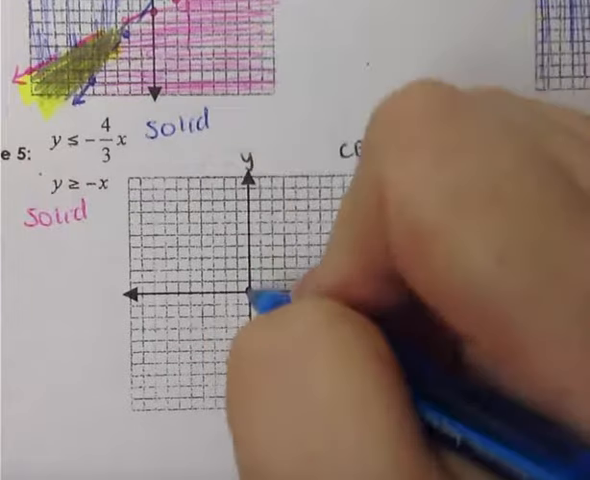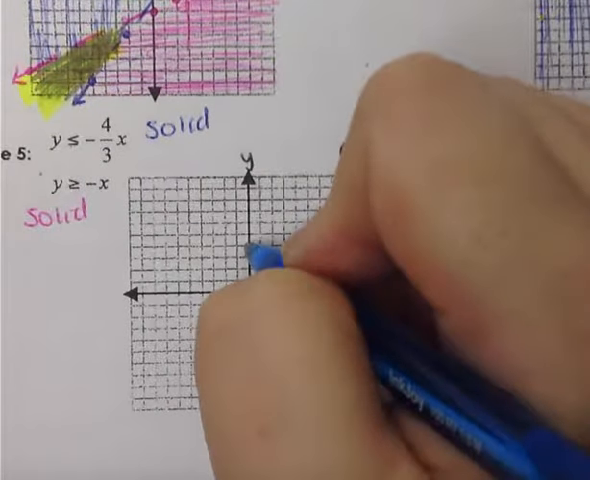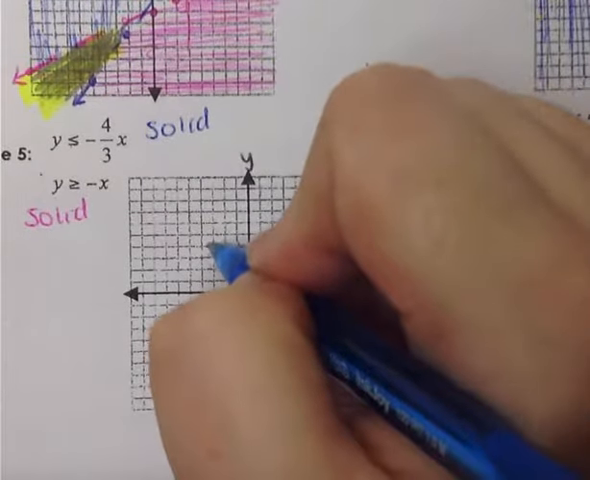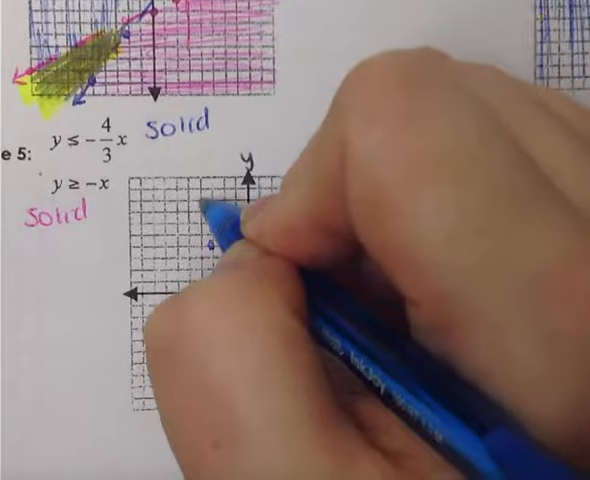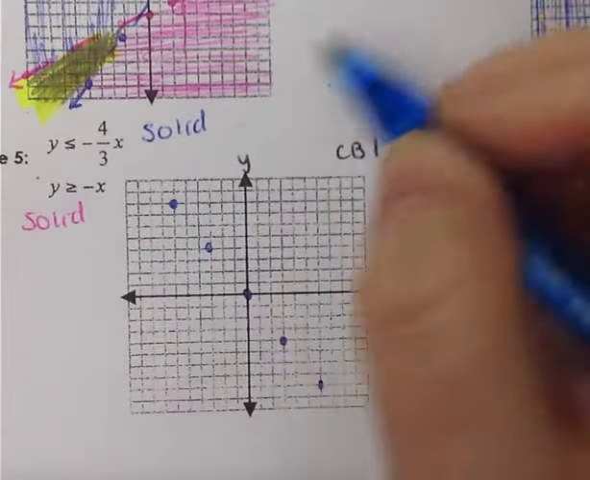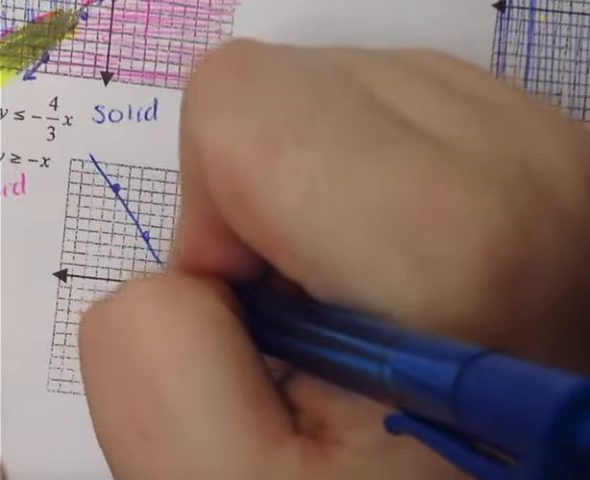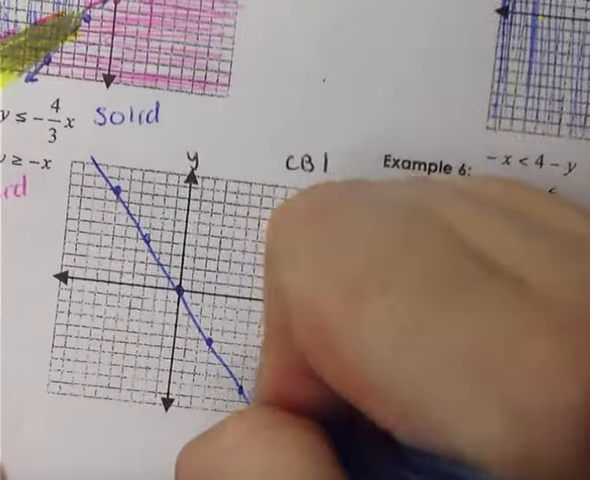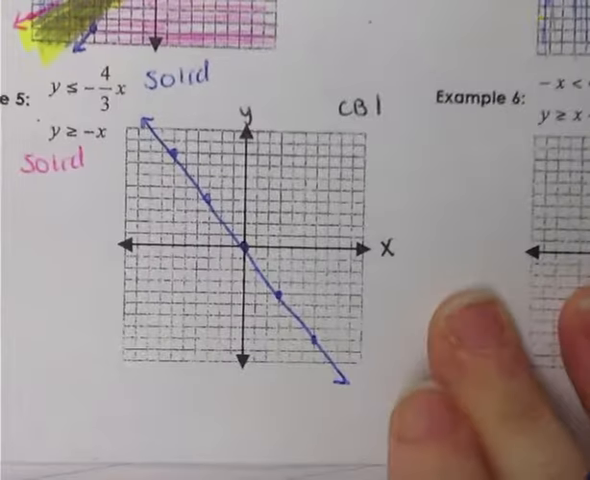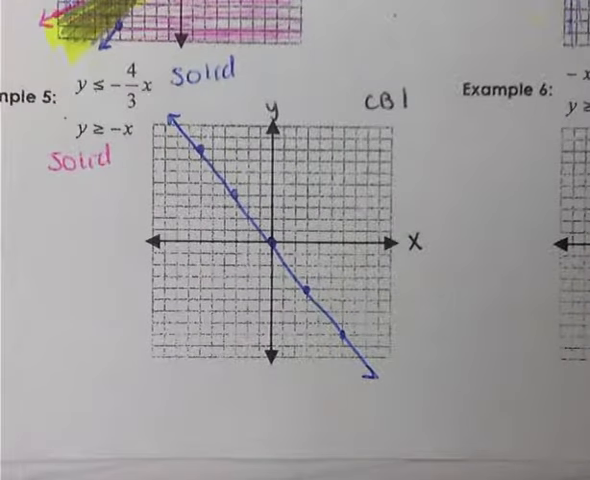And then we're going to go up 4 and left 3. 1, 2, 3, 4, 1, 2, 3. Since it is solid, we can just connect all of these coordinates. We do not have to dash them, we just draw the line all the way through. We're not going to shade yet, we're going to go to the pink.